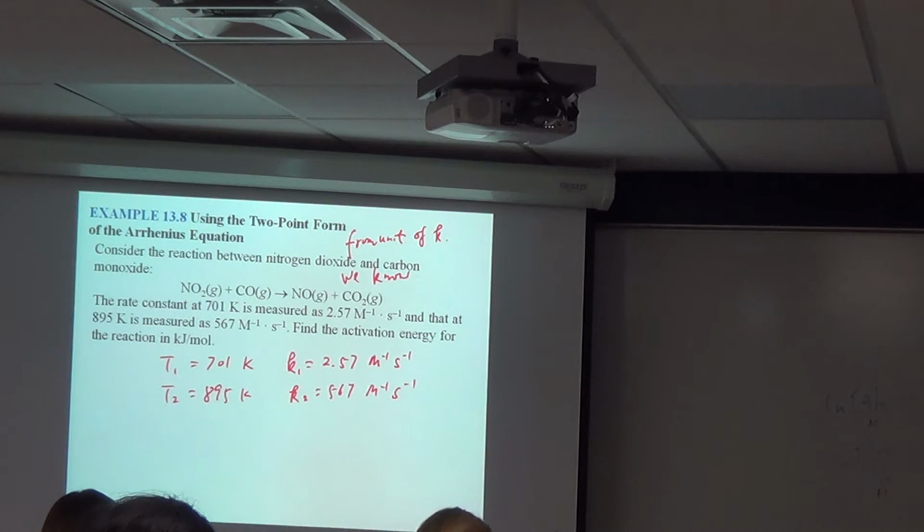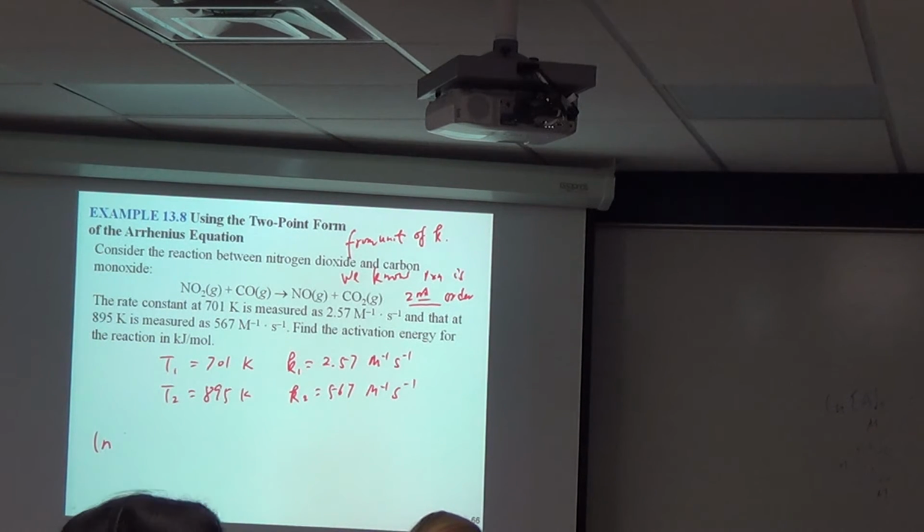Just another piece of information from the unit of K. So we know what order this reaction is, just by examining the units of the rate constants K1 and K2. Second order. Very good. So this is second order. Then you will use the two-point formula. Let's see the two-point formula.